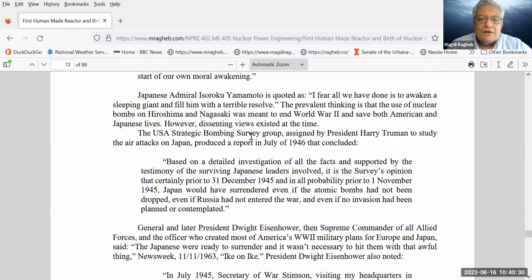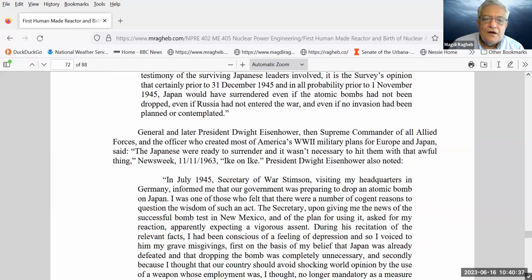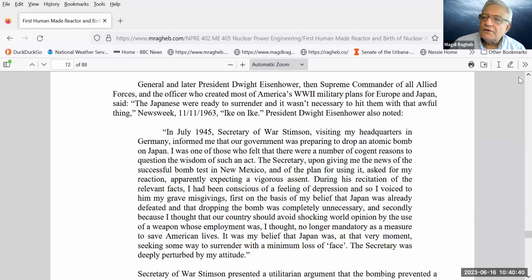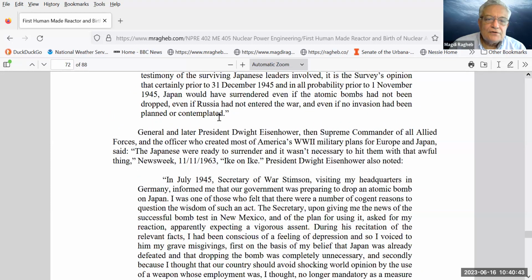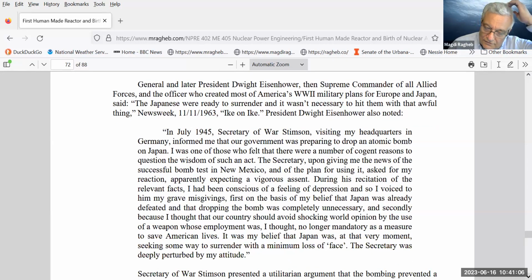In terms of whether the bombs should or should not have been used, it will remain under discussion, but many prominent people like General Dwight Eisenhower, the supreme commander of all the Allied forces and the officer who created the Second World War military plans for Europe and Japan, are noted, and there are other people also who had their own discussion about using nuclear weapons on Japan. And that's what I quote here in an article, Ike on Ike.